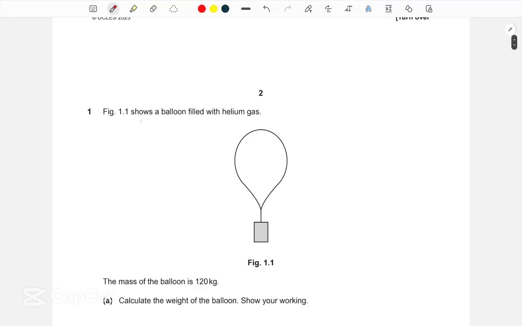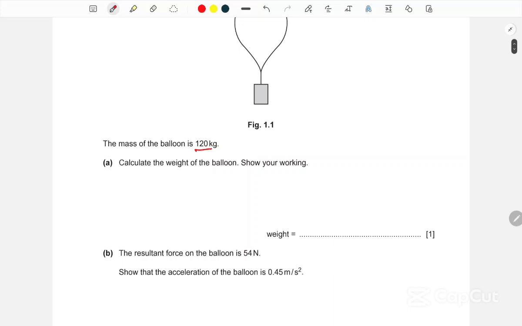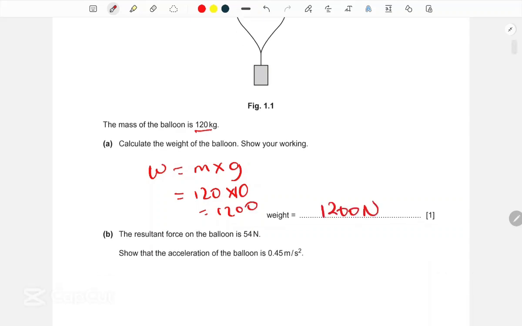Question 1 asks, figure 1.1 shows a balloon filled with helium gas. The mass of the balloon is 120 kgs. Calculate the weight of the balloon. So we know that weight is equal to mass times gravity. So it's basically 120 times 10, which equals 1200. So it would be 1200 newtons.